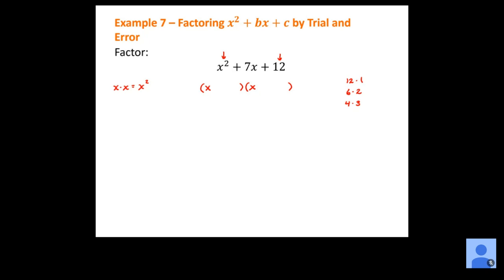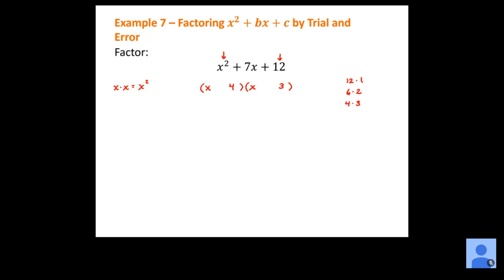If you look at the 6 and the 2, same thing. I'm going to get a 6x and a 2x from my outer and inner terms. That's not going to give us 7x in the middle. The only option here that will give us 7x is the 4 and the 3. And it does not matter where they go. You could switch them up and put the 3 first and the 4 second. Okay, so long as you have those as your 2 factors.